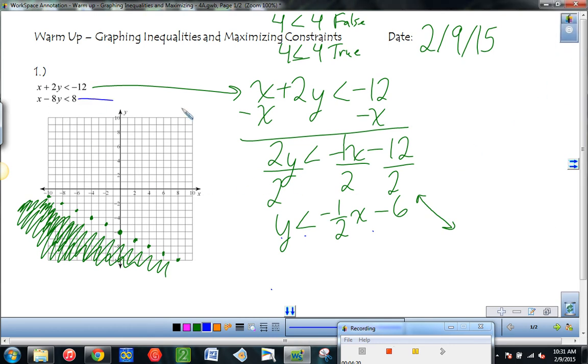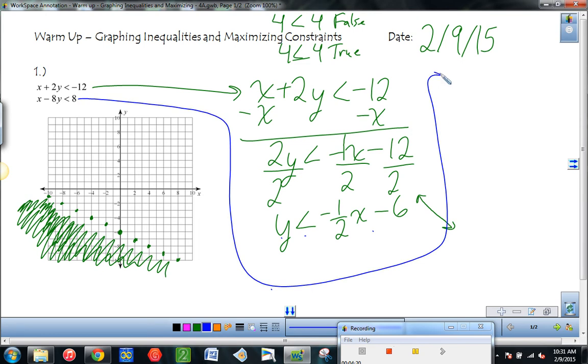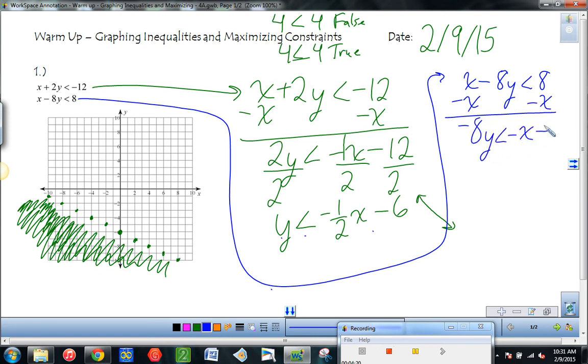How about this guy? What do I gotta do here? Subtract x on both sides. Alright, then what do I do? You divide by the negative 8, and it will flip the inequality. Very nice. When you divide by a negative 8, this sign has to flip around.